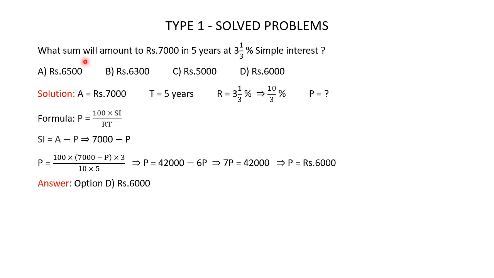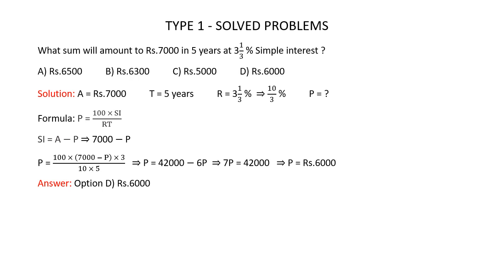What sum will amount to rupees 7,000 in 5 years at 3 1/3% simple interest? Here you are given 4 options and you have to find out which of these options is the correct one. So it's given that the amount is rupees 7,000, time is 5 years, and rate of interest is 3 1/3% per annum, which is nothing but 10/3% per annum. And we are asked to find the principal.